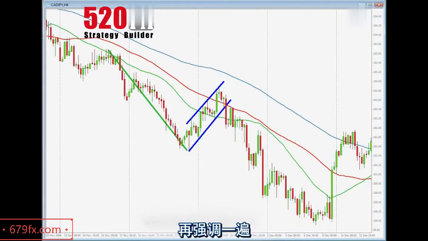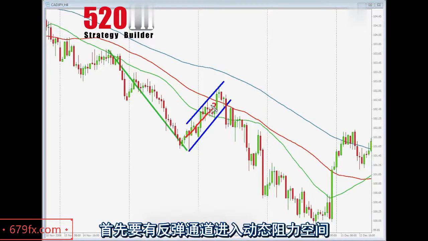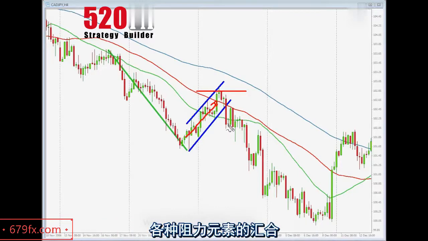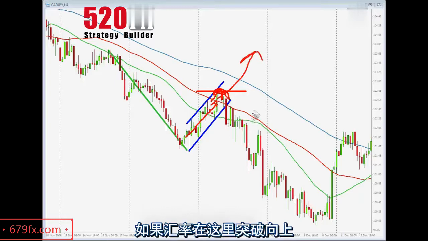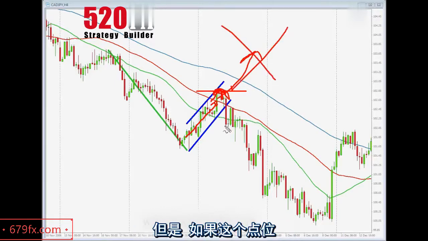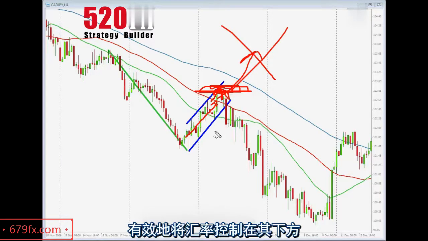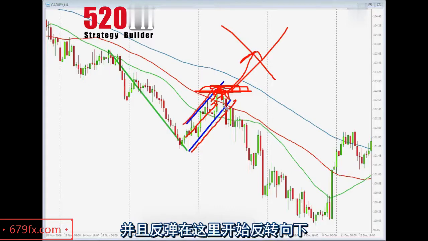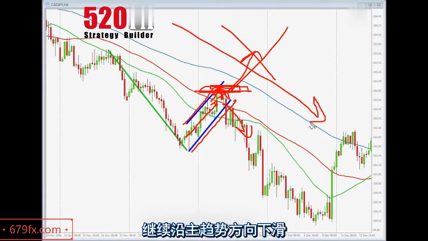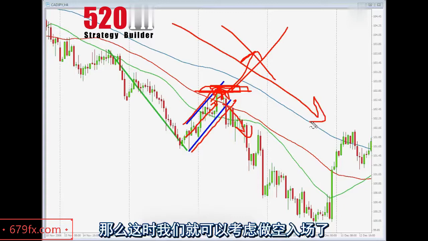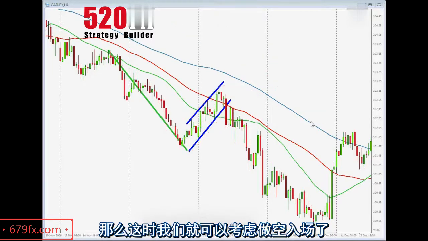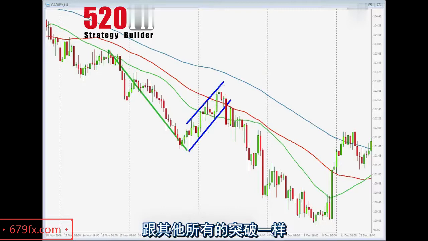Okay, so we've determined that we have a pullback to the dynamic area of resistance, and moreover we have different elements of confluence, confluence of resistance right above this level. If price breaches through, as usual, the whole thing will be cancelled. However, if this level manages to hold price below, and from that the retracement channel gets broken in the direction of the main trend, we have green lights to search for a short entry. Like any other type of breakout.